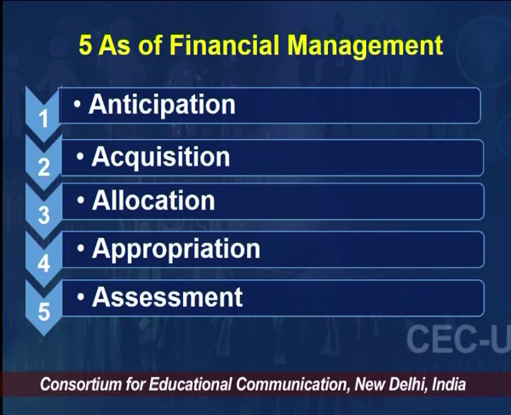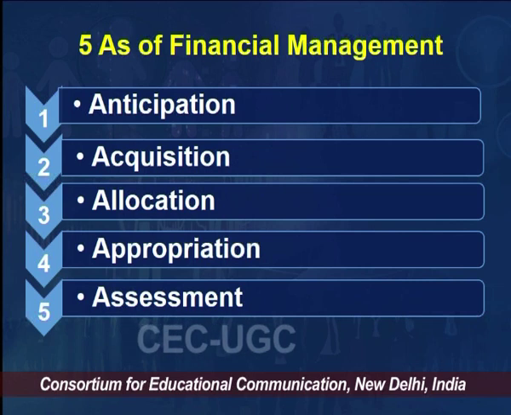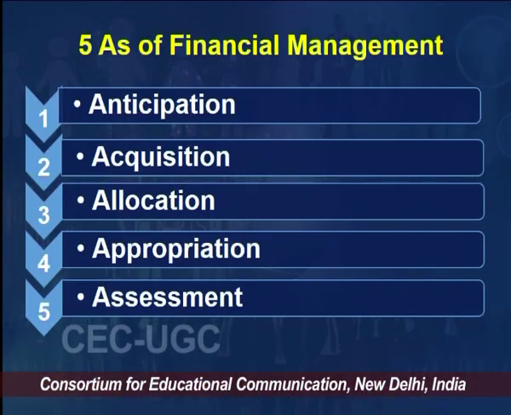So what are those 5 A's? 1 is anticipation, 2 is acquisition, 3 is allocation, 4 is appropriation and 5 is assessment. So let me explain these 5 A's to you now. First is anticipation. So what does anticipate mean? I want to anticipate, I anticipated, she anticipated. These are the words we use every day.